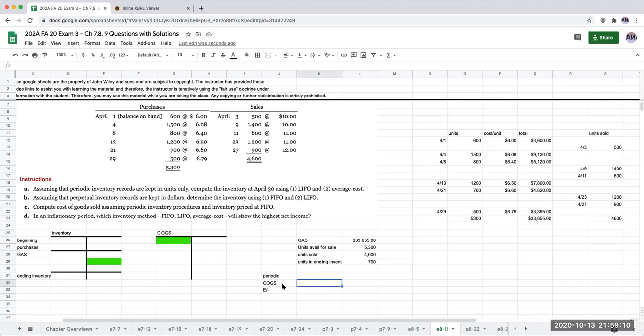So let's go through and do periodic. What's the difference between periodic and perpetual? When I'm doing periodic, what we're going to do is disregard the dates of sale and assume all sales happened at the end of the accounting period.